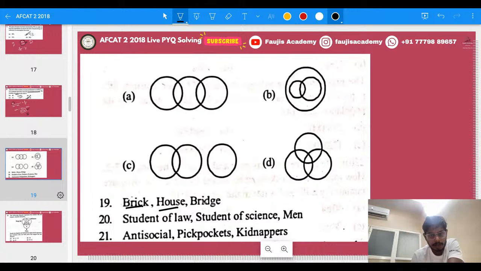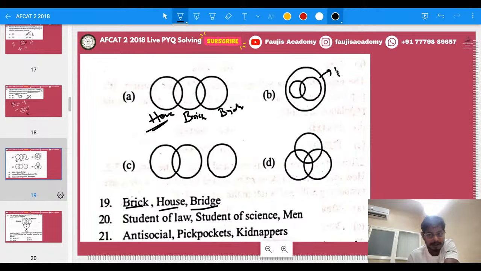Brick, house, and bridge. Can we say this is your brick, this is your bridge, and this is your house? Can we say something like that? Right? Or do you guys have any other thought in that case?